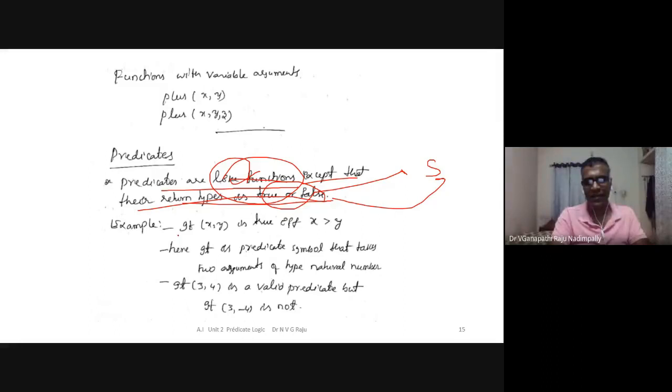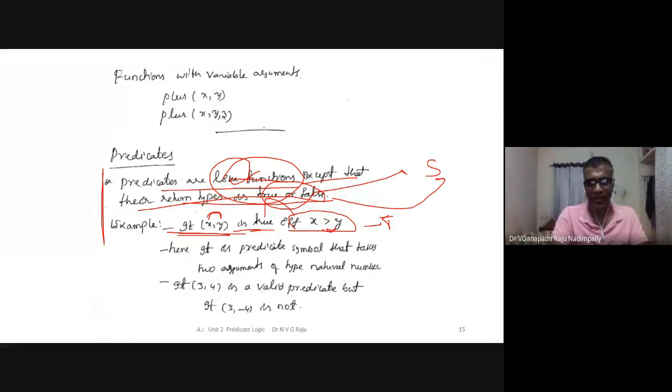For example, if you take a function GT, which stands for greater than, here I'm asking a condition: x comma y. Is x greater than y? Here this predicate returns true or false, only truth values. If x is greater than y, then it will return true, else it will return false. Now, is this predicate returning true or not? If x is greater than y, it is returning true. Else it is returning false.